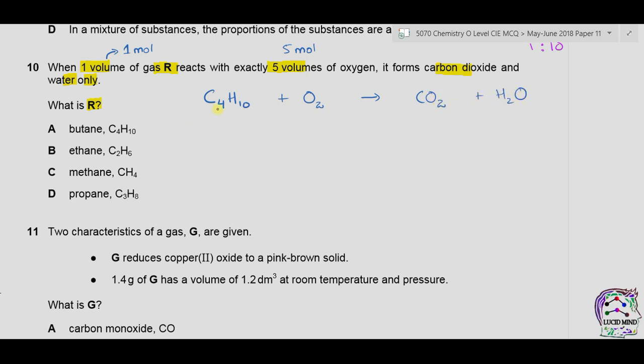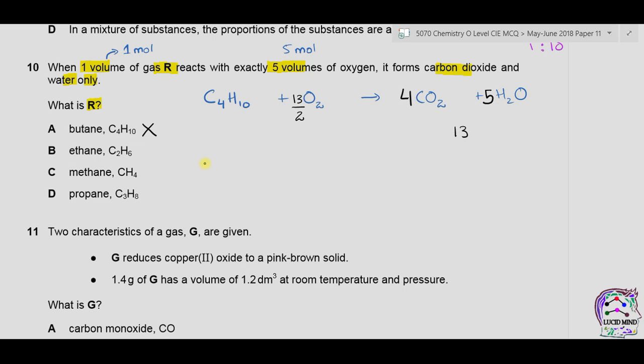Let's balance this equation. We have 4 carbon atoms, so we can write 4 with CO2. Now we have 10 hydrogen atoms, so we can write 5 with H2O to make it 10 hydrogens. Now we have 8 plus 5, 13 oxygen atoms on the product side, so we can make this 13 by writing 13/2. As 13/2 is more than 5, 1 mole of butane requires more than 5 moles of oxygen. So A is incorrect.